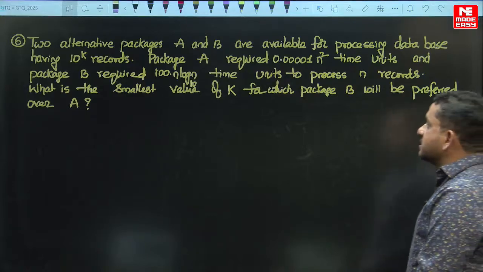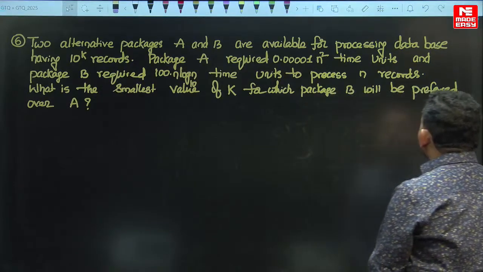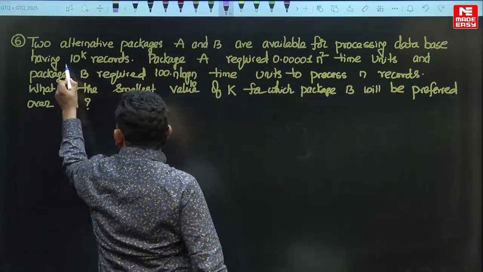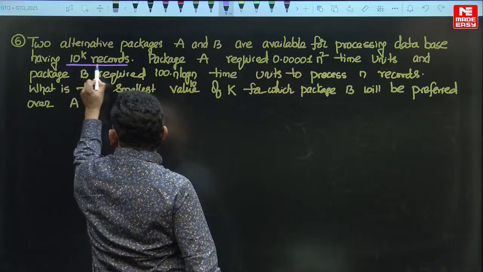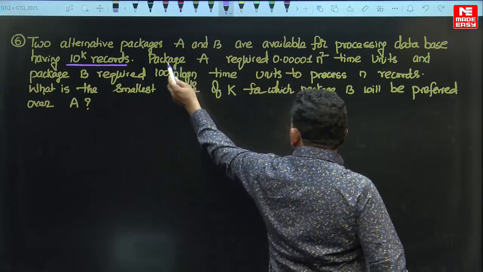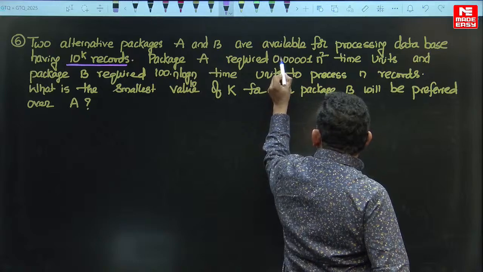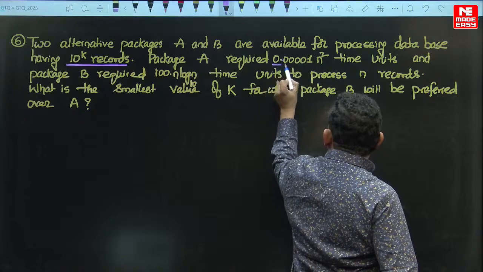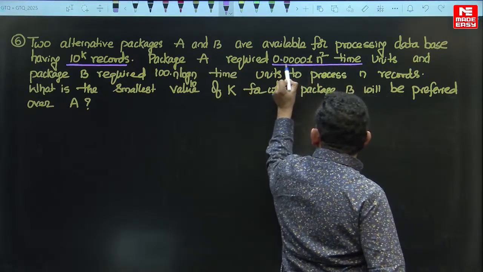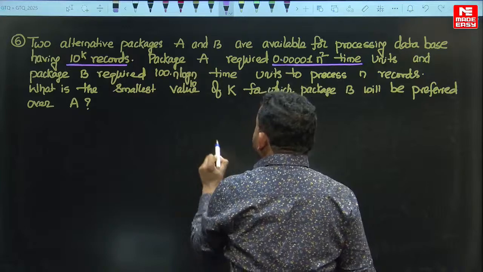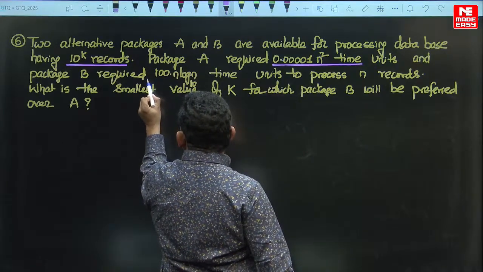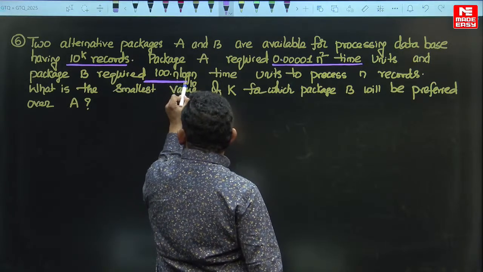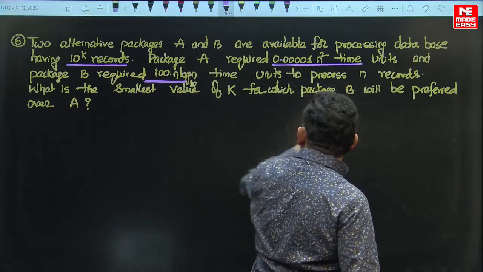Two alternative packages A and B are available for processing a database having 10 power k records. So the input is 10 power k records. Package A requires 0.00001 multiplied with n square time to process, and package B's time is 100 multiplied with n log n base 10. Time units for processing n records.